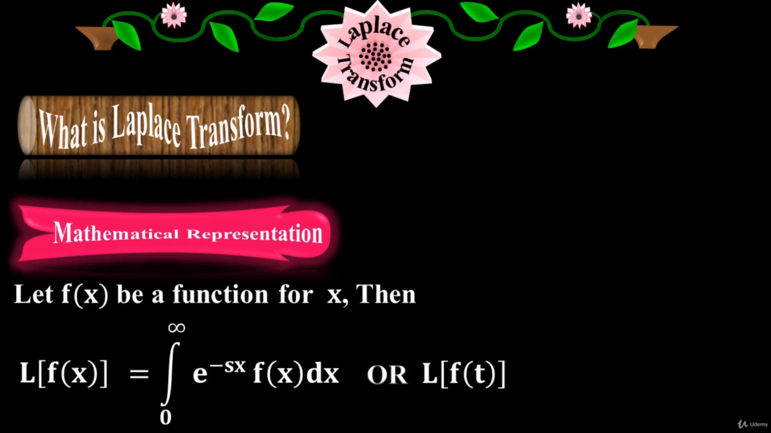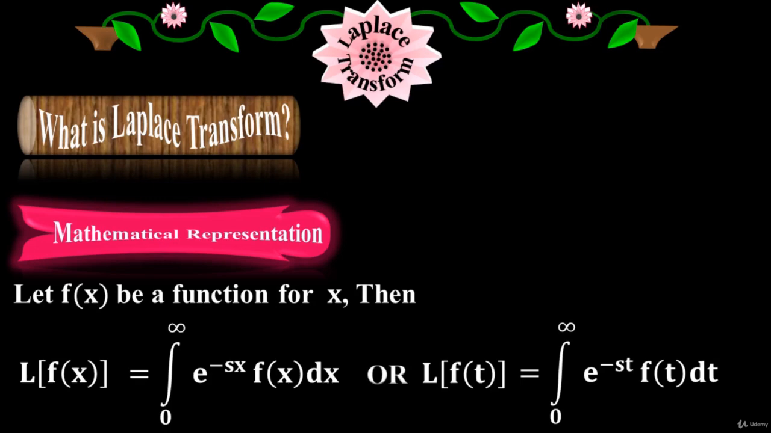If you take the Laplace of f of t, it equals the integral of e to the minus st times f of t dt. It's just a matter of x and t. You replace x by t. So don't be confused here because some books have taken the function for x and some have taken the function for t.